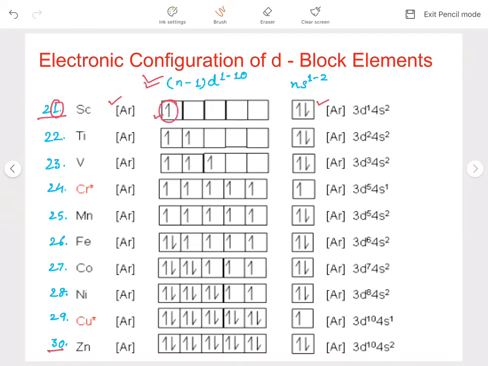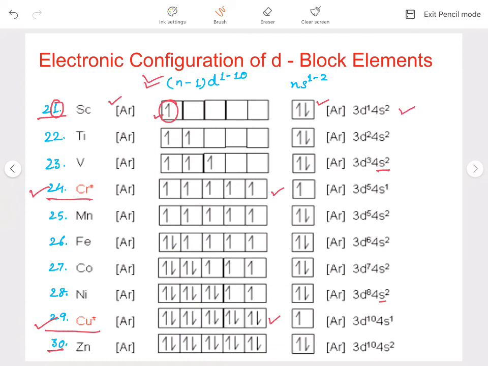It is the case with all the elements except chromium and copper, which have extraordinary configuration due to extra stability of completely half-filled and fully filled orbitals. As you already know, one electron from the s orbital jumps inside to make the d orbital half-filled, and in copper to make it completely filled, it jumps from the s orbital. So these special configurations you need to remember by heart, and others also.